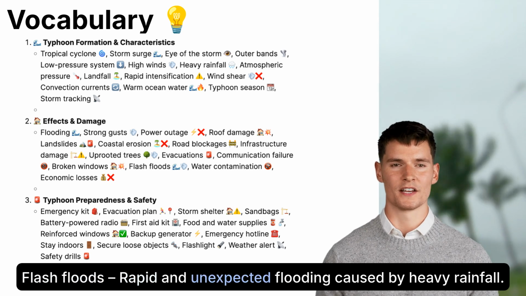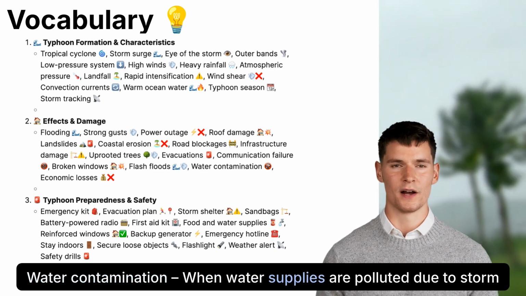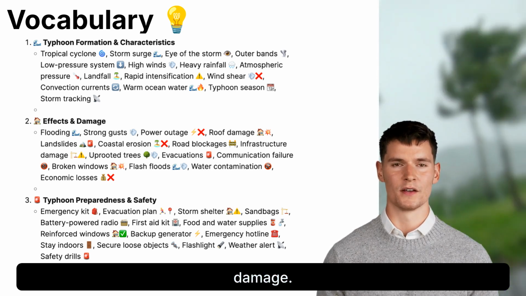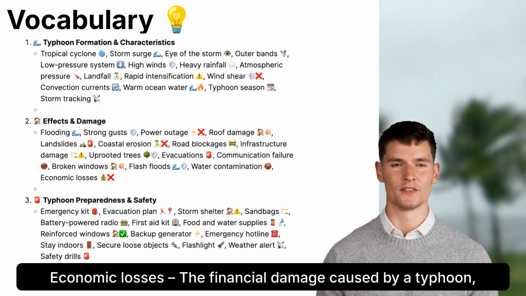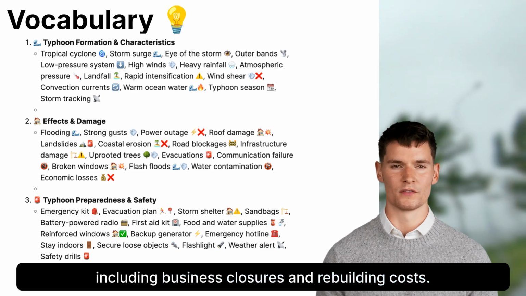Flash floods, rapid and unexpected flooding caused by heavy rainfall. Water contamination, when water supplies are polluted due to storm damage. Economic losses, the financial damage caused by a typhoon, including business closures and rebuilding costs.